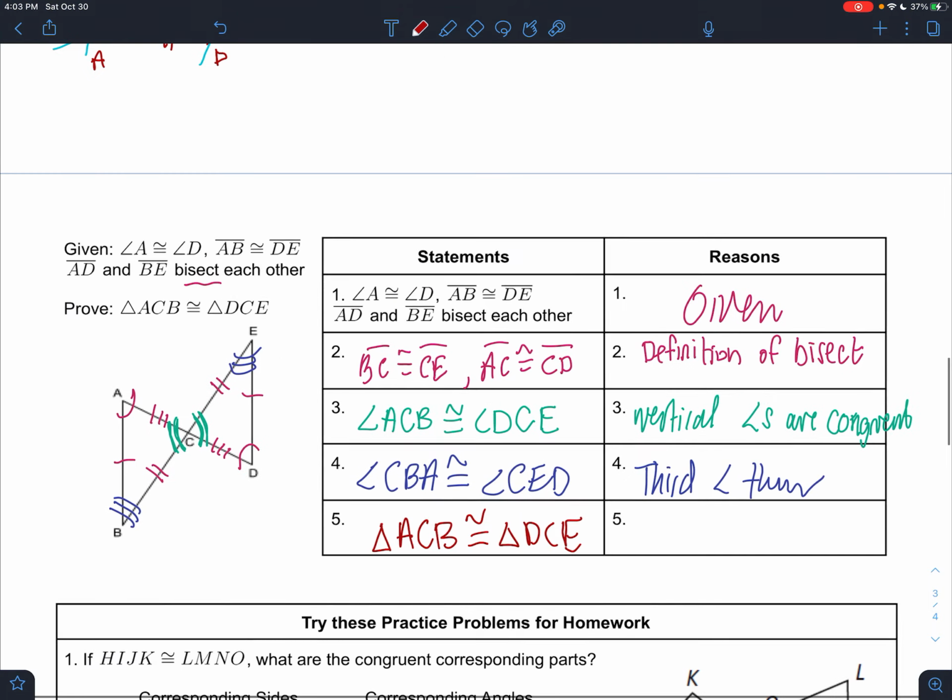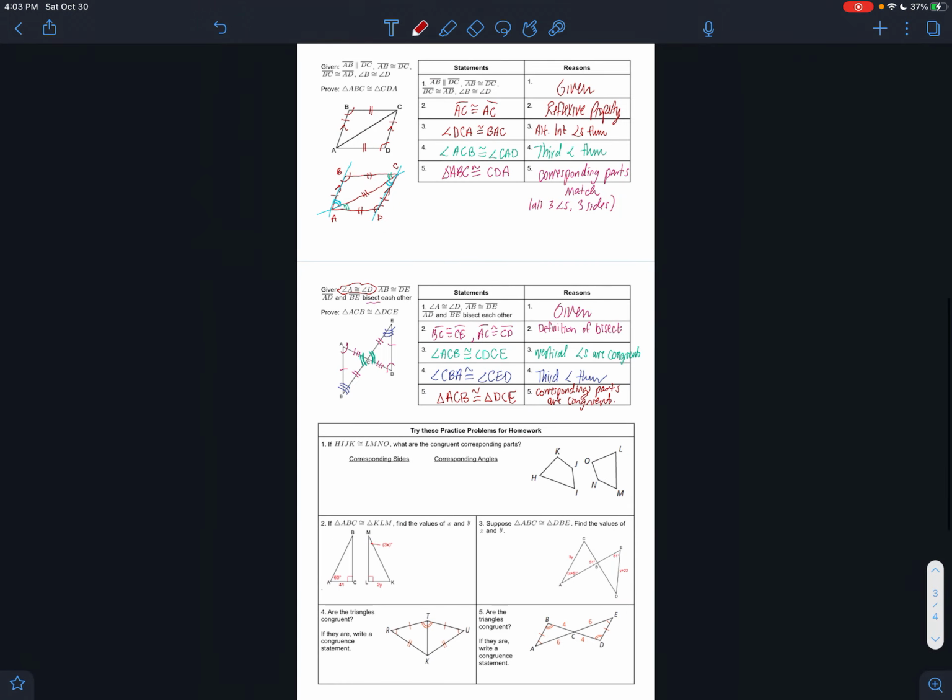So why is this true? The same reason as before. The corresponding parts are congruent. So we're going to use the word corresponding and congruent a ton. So corresponding just means that you have this matching. Like we know this is a matching. We know the angles match. But in math, when we say match, we mean that they're congruent.